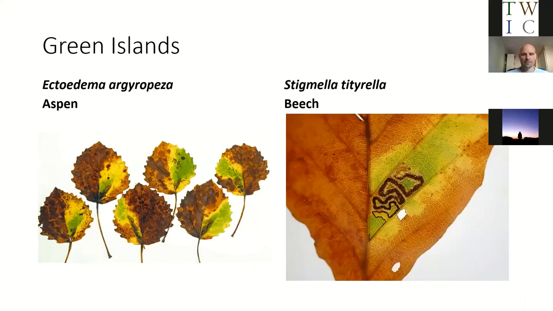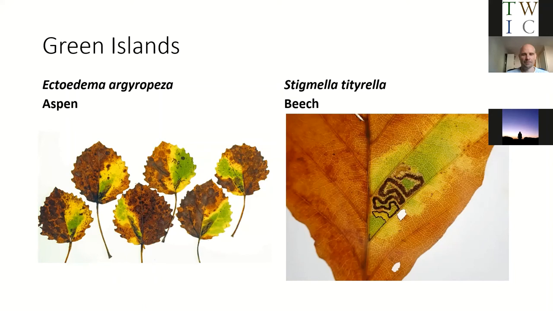Many of you may well be familiar already with the concept of green islands. It used to be thought that this was something the moth larva itself did in order to keep a small area of the leaf alive. But recent studies have shown that in fact it's a symbiotic relationship with bacteria, which are encouraged to live on the body of the moth itself.